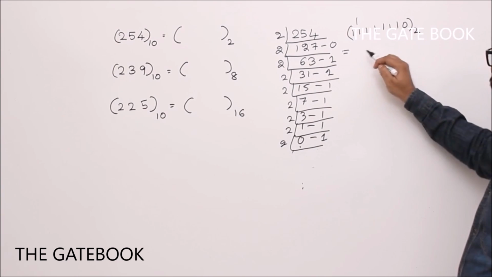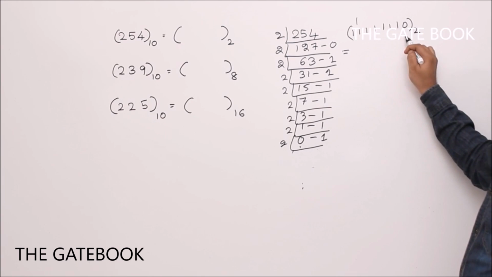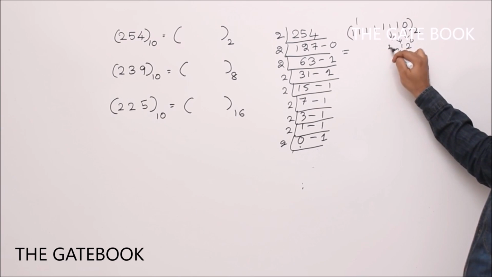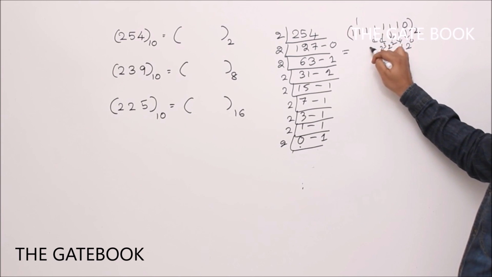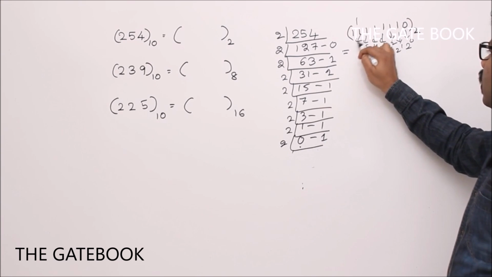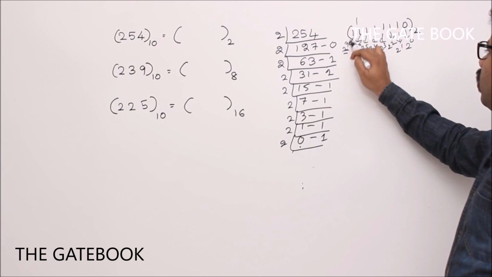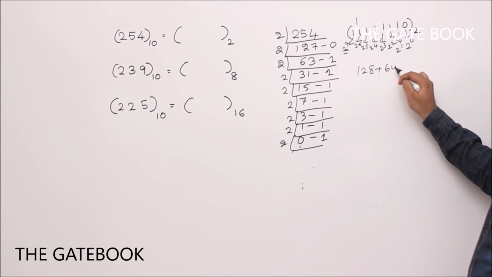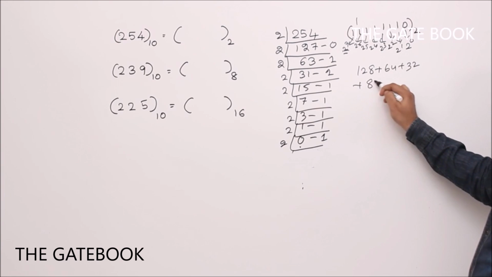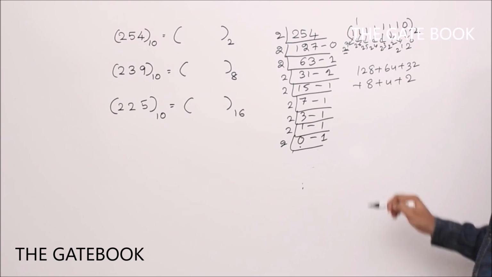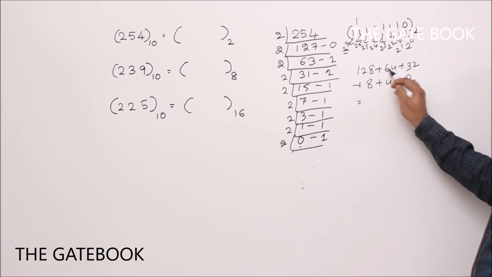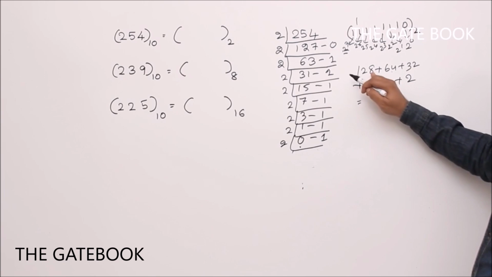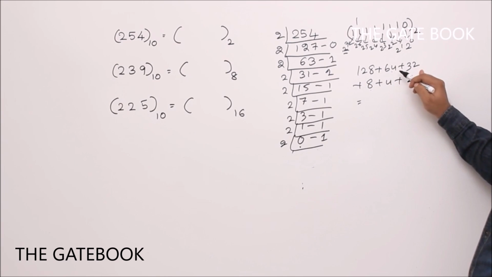So we know the weightages, how to convert it into decimal. For that we have to give the weightage for every position: 2 power 0, 2 power 1, 2 square, 2 cube, 2 power 4, 2 power 5, 2 power 6, 2 power 7, right? 2 power 7 into 1 is 128, plus 2 power 6, 64, 2 power 5, 32, plus 8, plus 4, plus 2. If you count it, 128 plus 64 is 192, up to here.